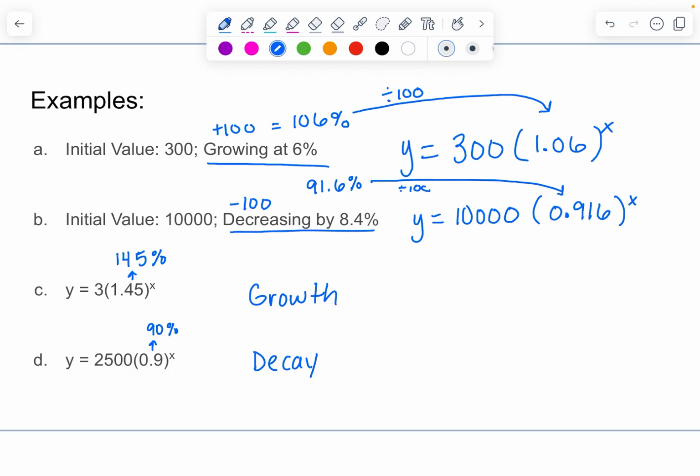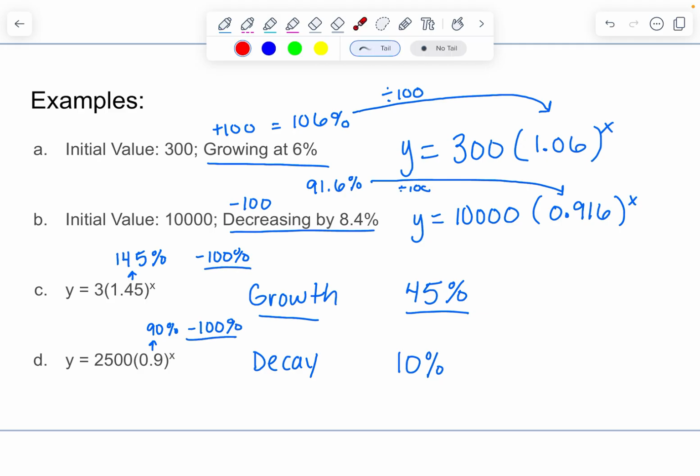So if I want to tell how much it grew or how much it decayed, I have to go back to the idea of everything starts at 100 and think about where that new number is in relation to that. So 145% is 45% bigger than 100. So that was growth of 45%. 90% is 10% smaller than 100. So that was decay of 10%. You can always subtract the original 100% out of these numbers to figure out how much it grew or decayed by if you're not sure.